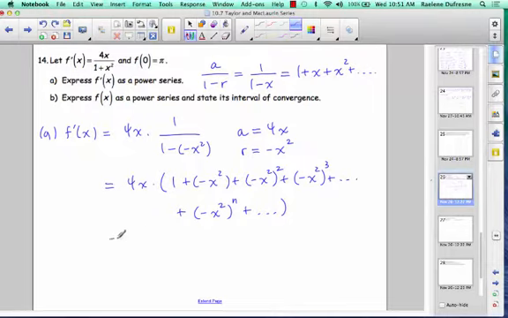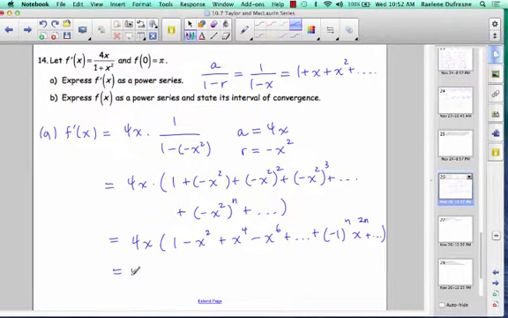And so here we get 4x times 1 minus x squared plus x to the 4 minus x to the 6 plus dot dot dot plus, and we want to separate the negative 1 from the x squared, so we get plus negative 1 to the n times x to the 2n plus dot dot dot. And now distributing the 4x through, we get 4x minus 4x cubed plus 4x to the 5 minus 4x to the 7 plus dot dot dot plus negative 1 to the n times 4 times x to the 2n plus 1 plus dot dot dot.